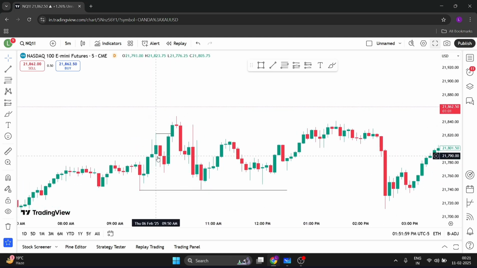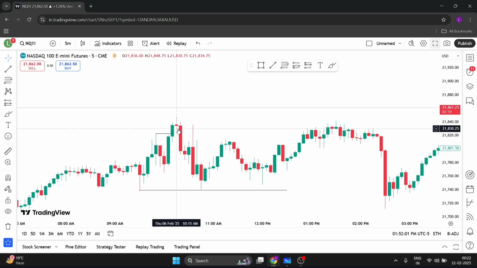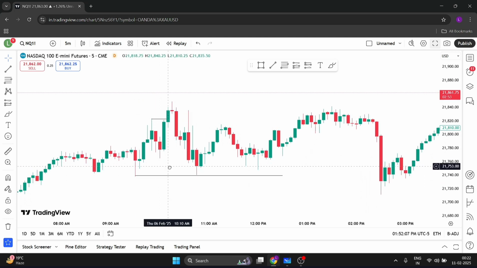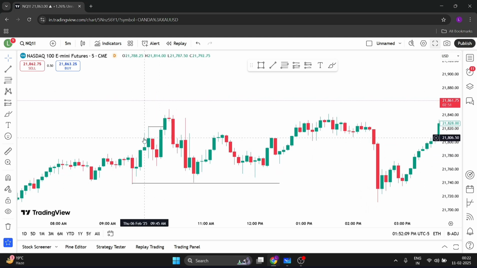Notice how the market took out the high first. That's a bearish silver bullet. After sweeping the high of the 9 a.m. candle, we can target its low. But if the market takes the low first, we can target the high. Simple as that.